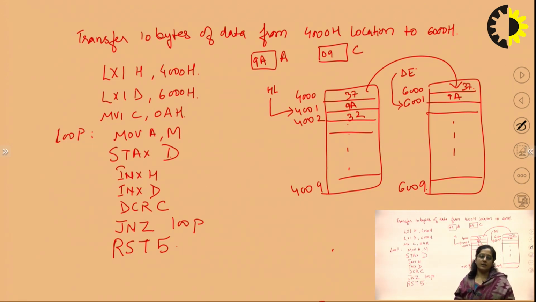So in this way we can write a program so that the microprocessor can communicate or transfer data bytes from one location to another location.